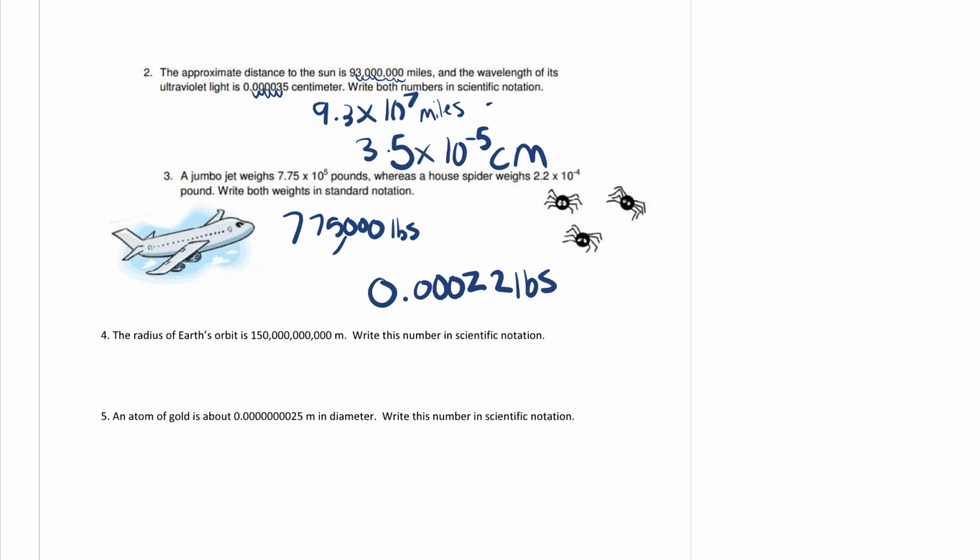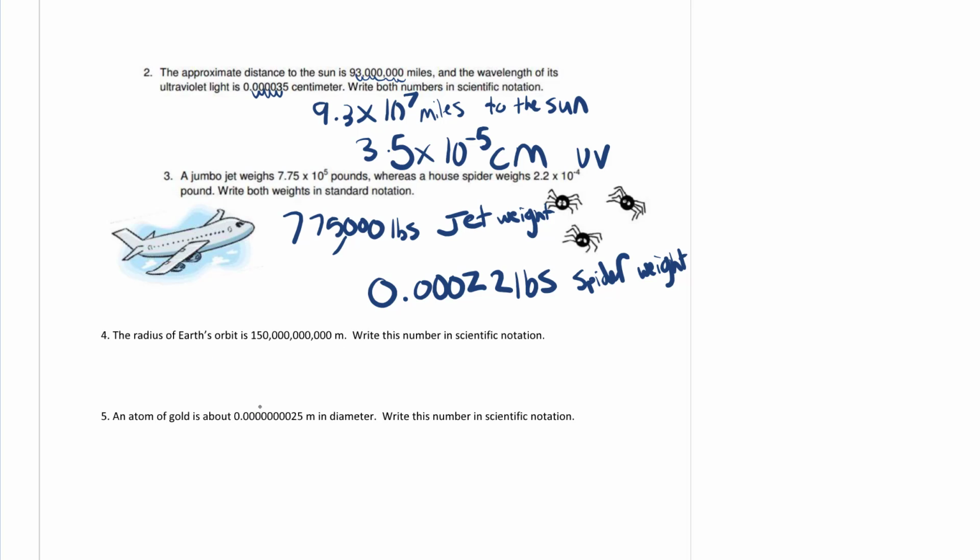For the distance to the sun, make sure we get our units correct. And this is centimeters for the ultraviolet light. This is for the jet weight. And this is for a spider weight. Well, they're not very heavy, are they? Common house spider. What is a common house spider?